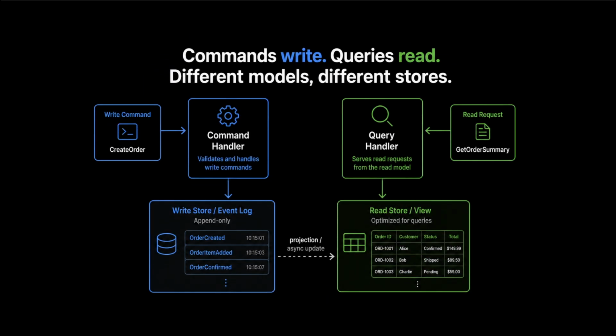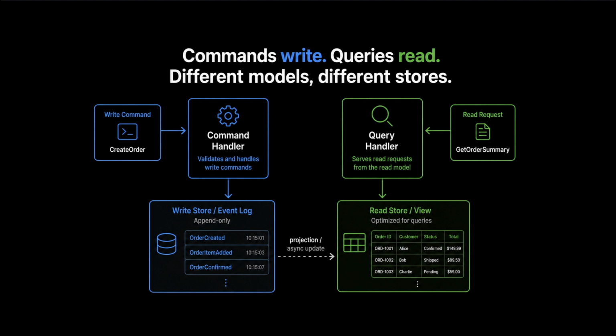So CQRS stands for Command Query Responsibility Segregation, which is quite a mouthful, but the idea is actually pretty simple. Your write side and your read side have different needs. Writes need strong consistency and validation. Reads need speed and data that's already shaped for the UI. So why force them to share the same model?